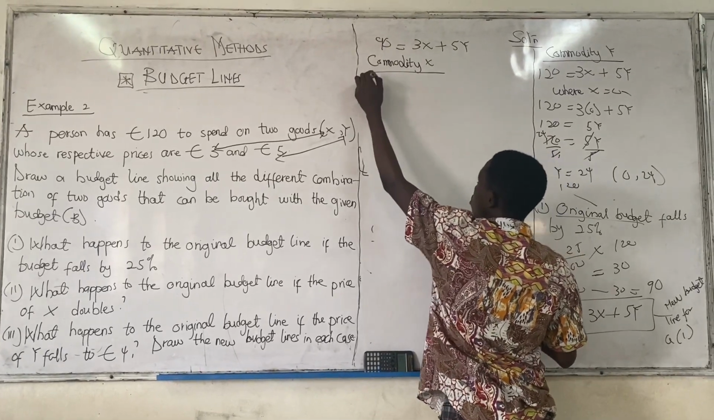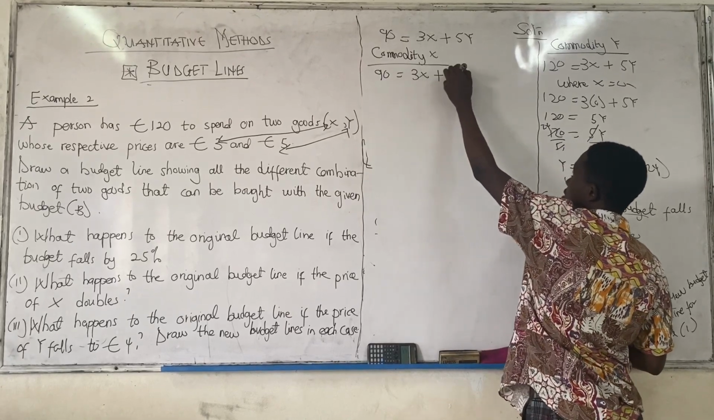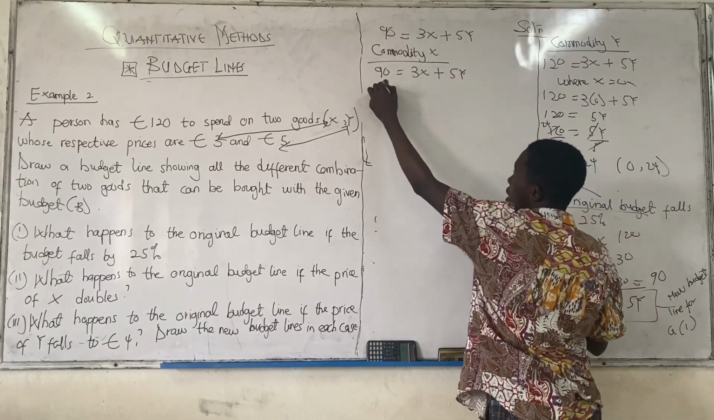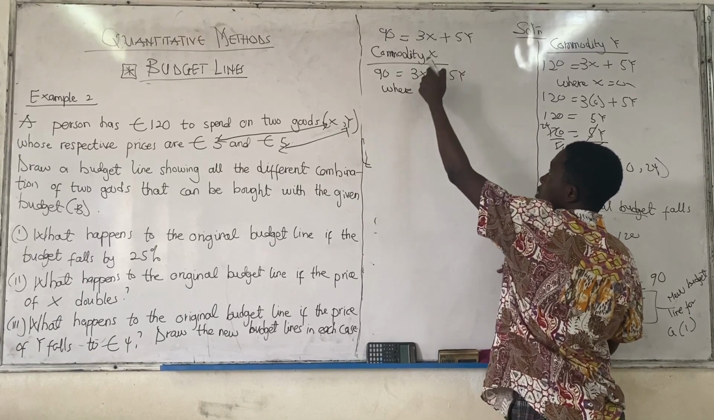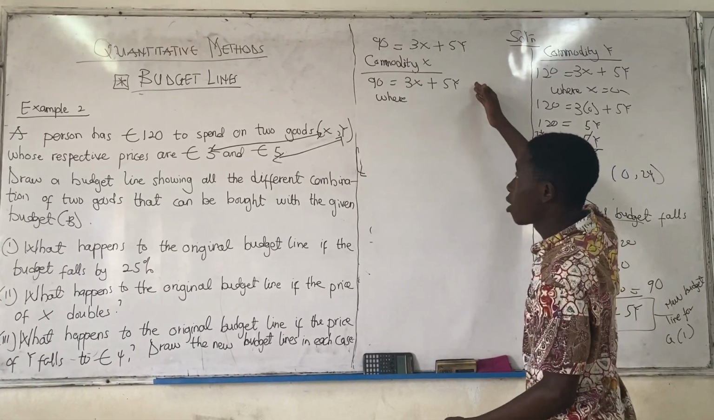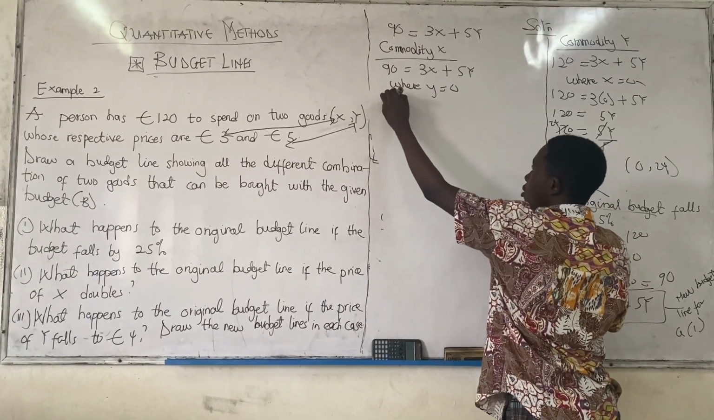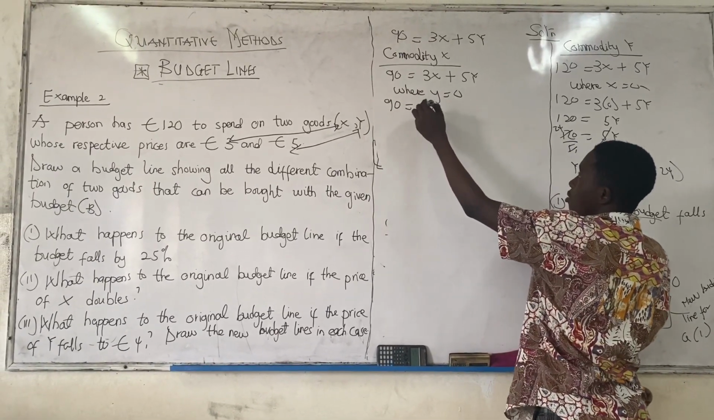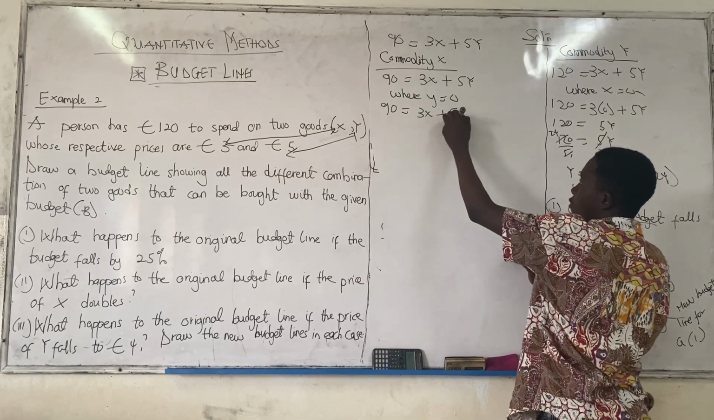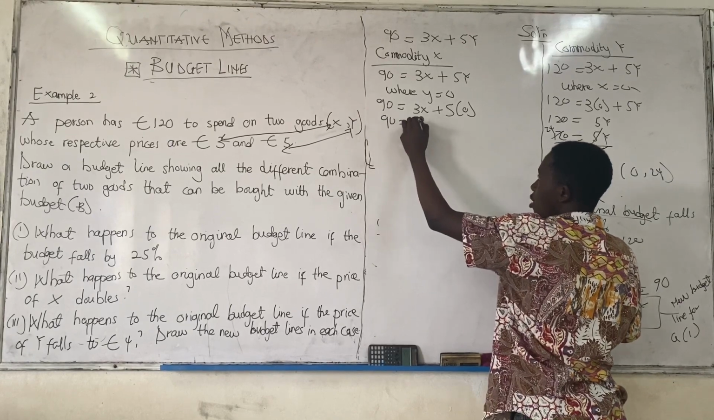Then it's x. 90 is equal to 3x plus 5y. We are looking for commodity x, so we are going to make y equal to 0. Where y is 0, you get 90 is equal to 3x plus 5 times 0. So 90 is equal to 3x.